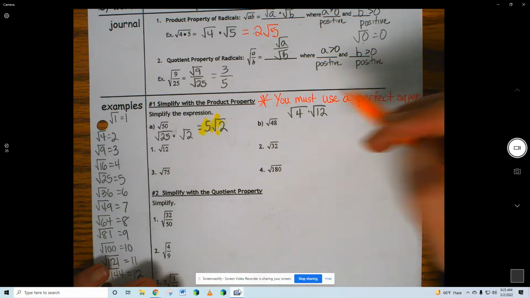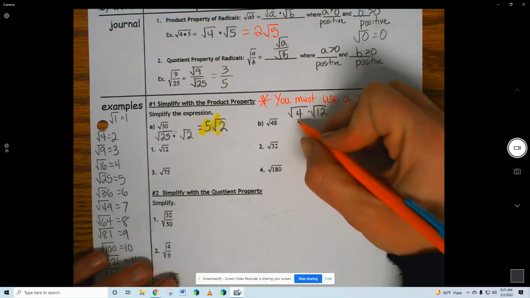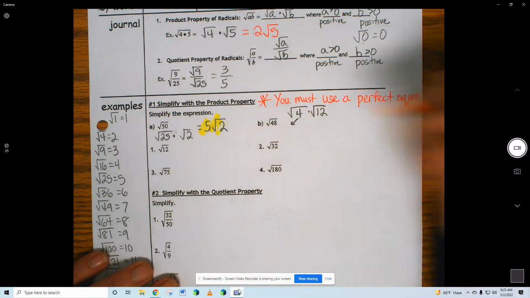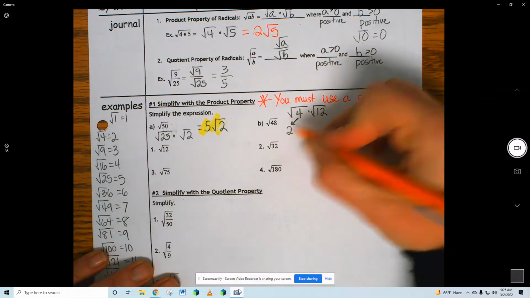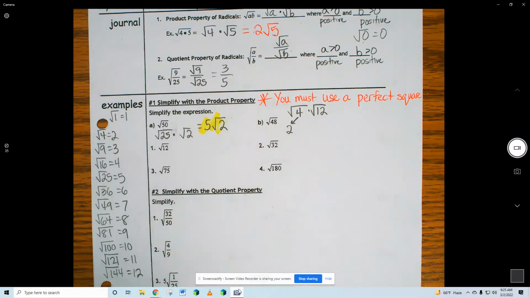Okay. Well, what's the square root of 4, you guys? 2. Out of the square root symbol. 12. Is there a perfect square in 12? Think about it. Not 6, not 3. That's not on my list. 4, 9, 16, 25, 36. 4. Doesn't 4 go into 12?